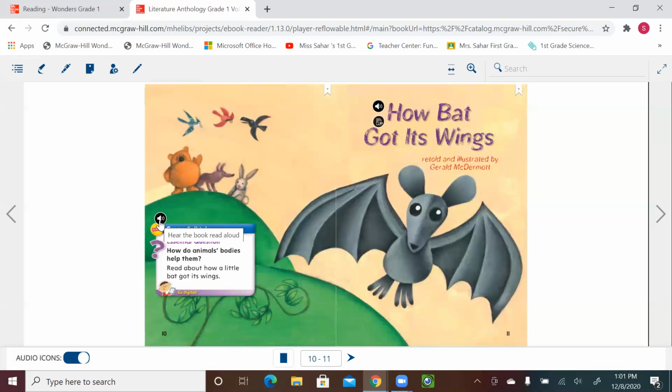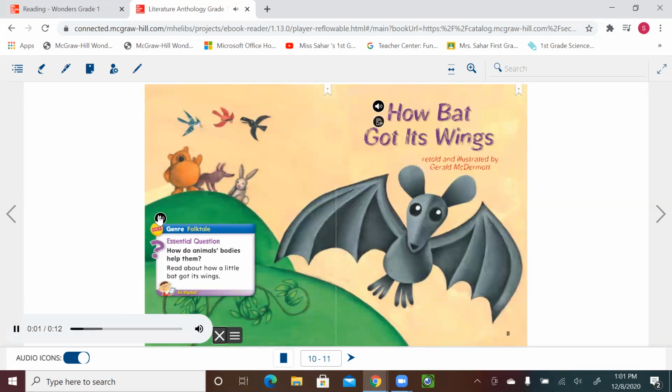Let's start. Page 10, please. Genre, folktale. Essential question: How do animals' bodies help them? Read about how a little bat got its wings. As you know, folktale means based on traditions or customs of people in an area. It also often includes animals that talk and act like people, and they try to explain why things happen in a certain way. Of course, sometimes they repeat words to make it easy for you to remember it.